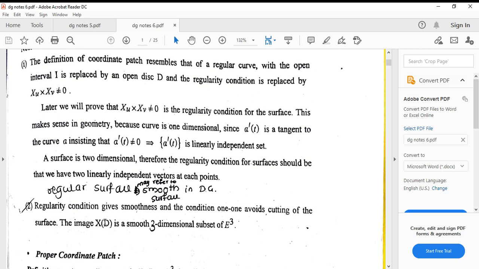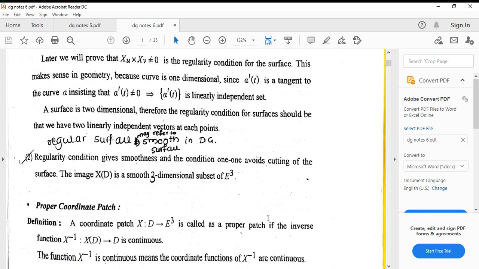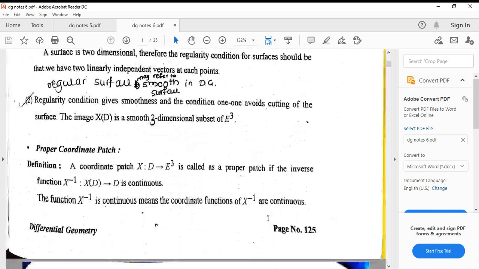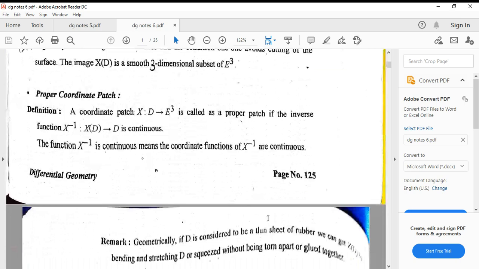if you take any rubber sheet, and you cut it and then make it into a 3D object, then if you go back and want to check the pre-images, you cannot get the points that are in the cut part. So the regularity condition gives smoothness, and the 1-1 condition ensures that your plane is not cut. Then x of t, the new object we get, is a smooth three-dimensional subset of R3 space.